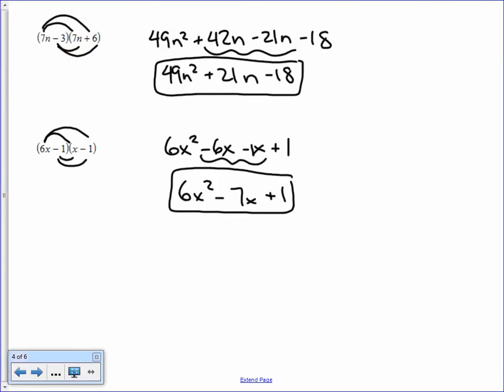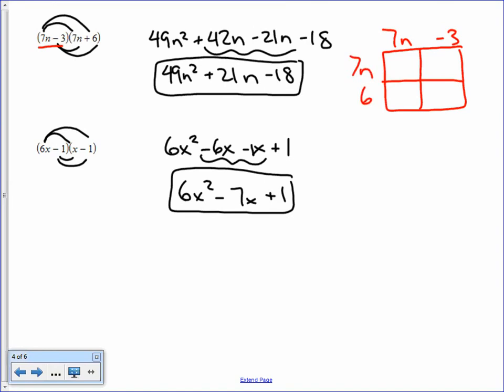I should also mention the box method way of doing these problems. I'll just do it for these two, and you'll get the idea. Again, make the two binomials in a 2 by 2 box. So we have 7n minus 3. You can put that either on the top or left-hand side of your box, 7n and negative 3. Then we have a little 2 by 2 box, and then we have 7n plus 6.